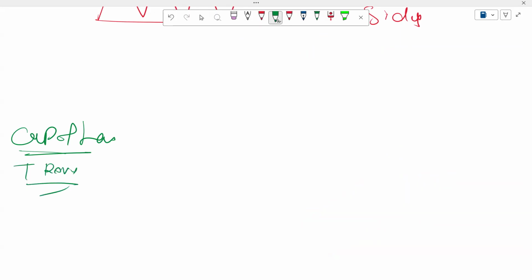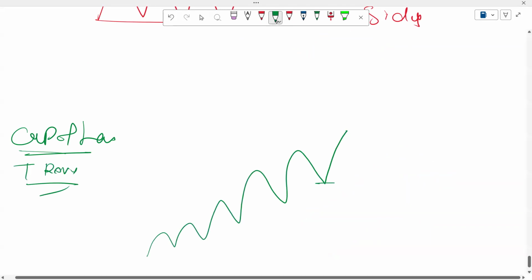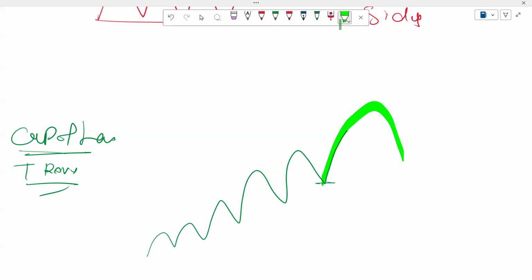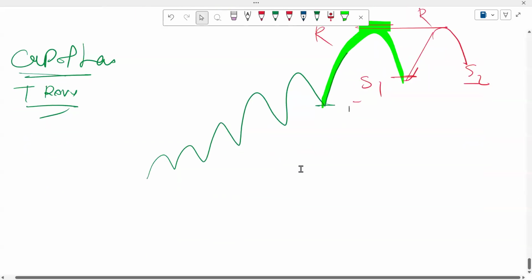Your market is going up. Your stock or market is going up and up and up, and in this area you see a pattern like this. Your cup looks like this. First the market tested some resistance, then it took some support. The second time when it goes up, it is again testing the same resistance and coming down, but this support S2 is stronger than S1. So this will be your cup and handle type. Let me put it here. See, it is like this.